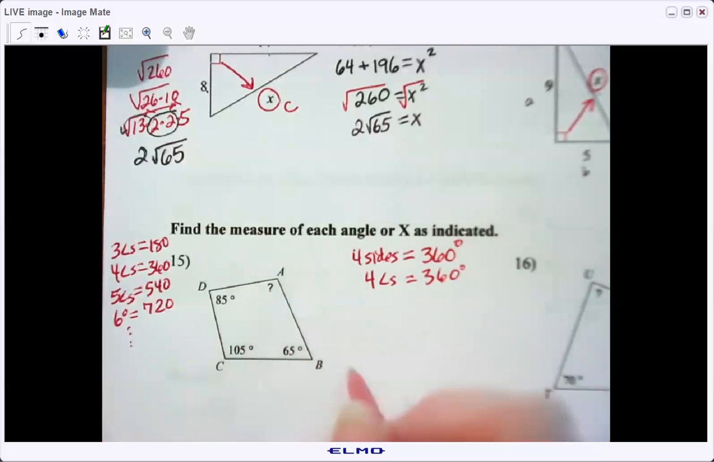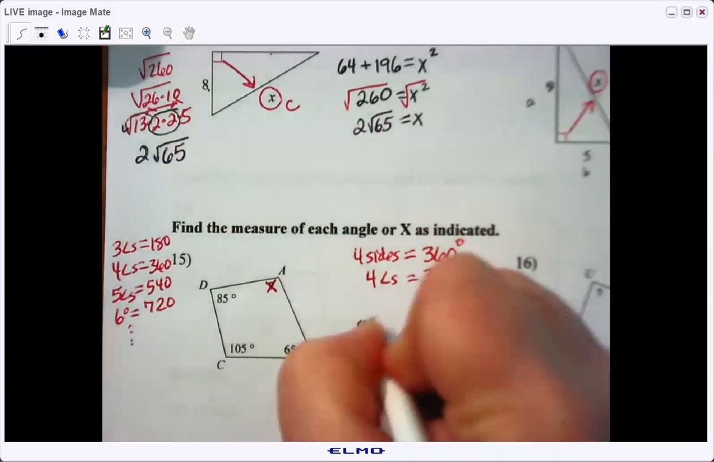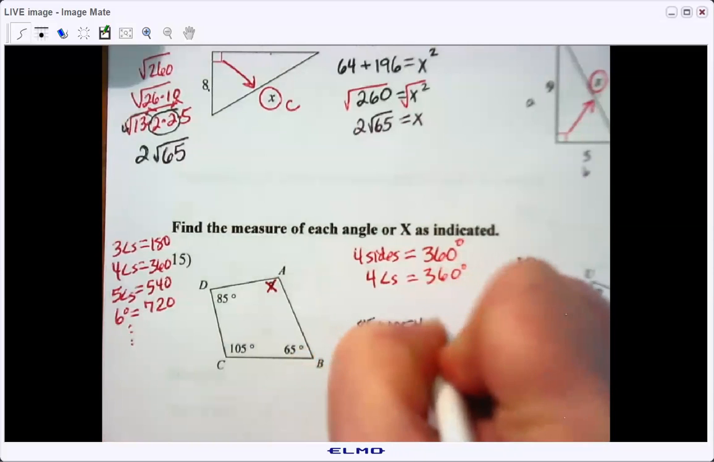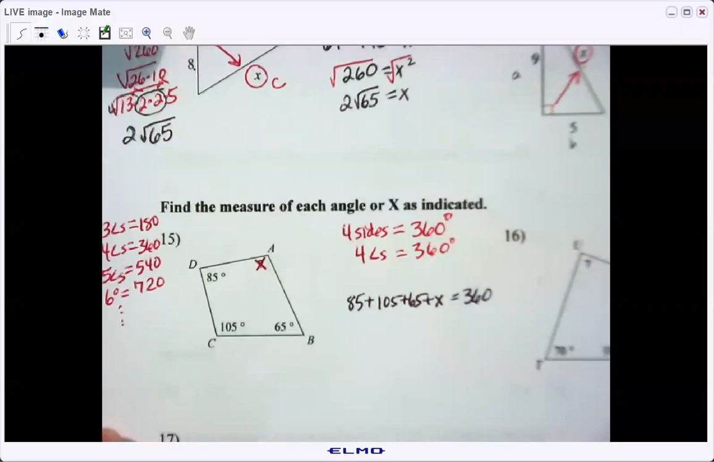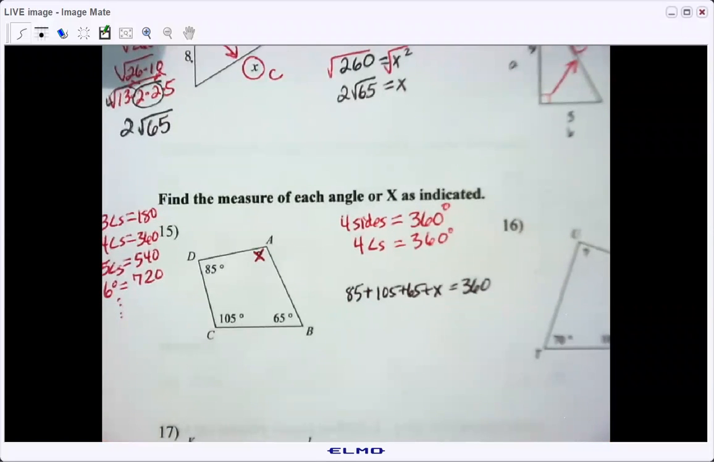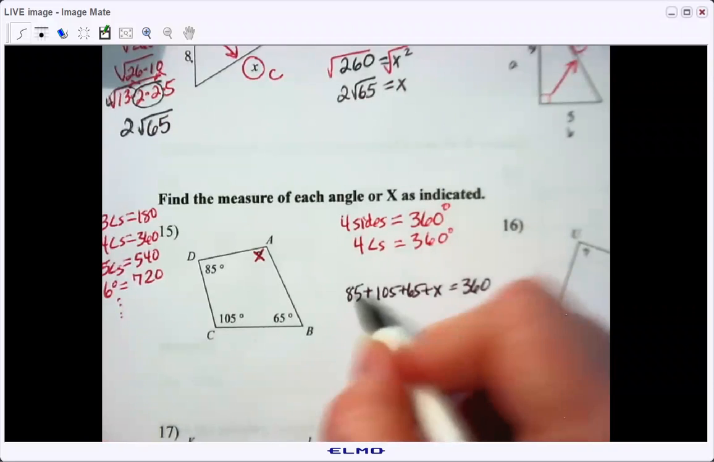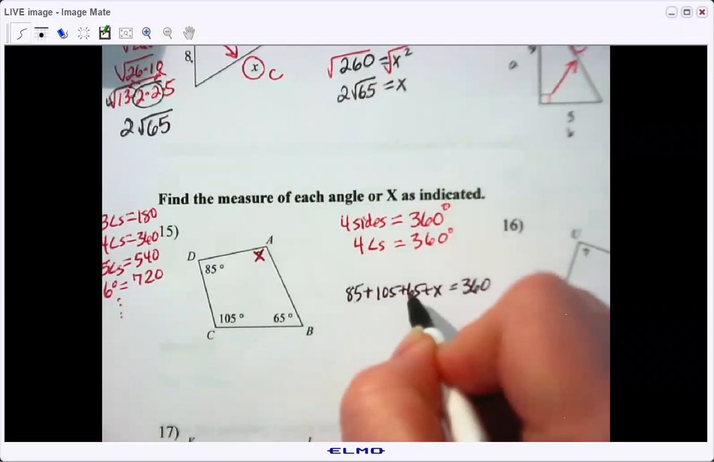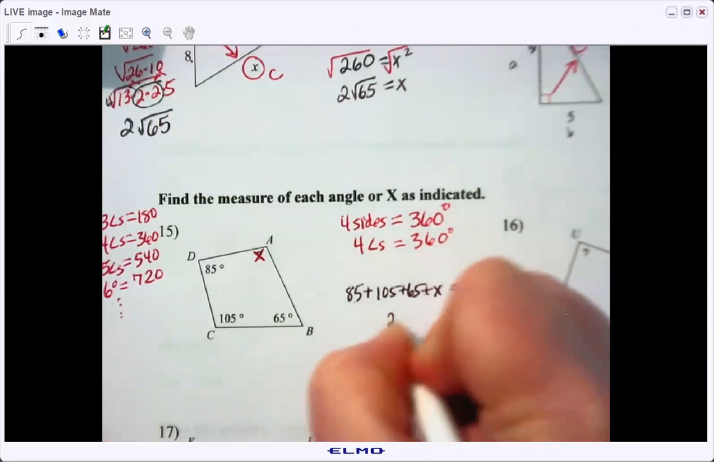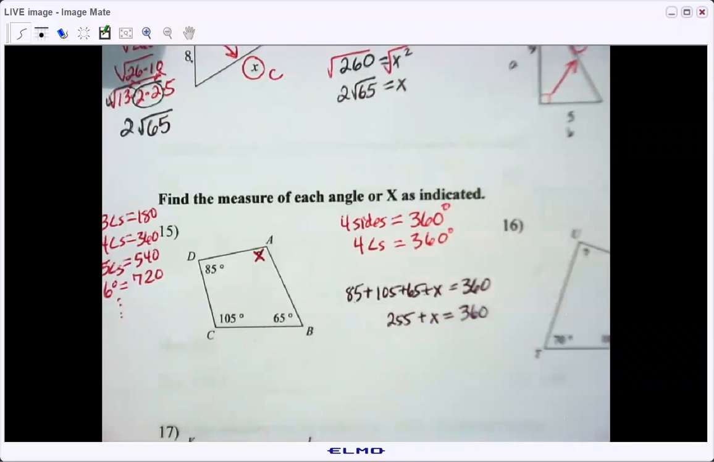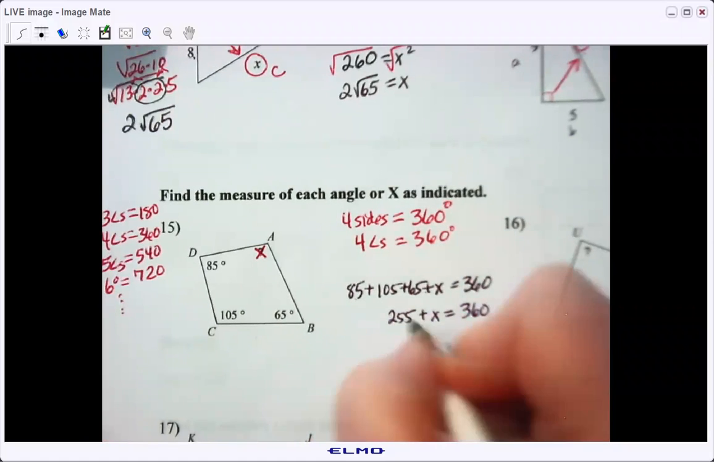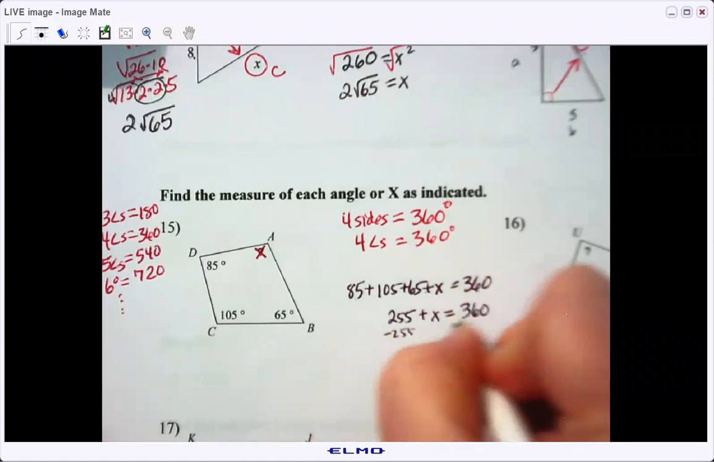So I know that if I call this X, the 85 plus 105 plus 65 plus X has to equal 360. A couple people already put it in the chat box. That's good. We've got 190, 255, plus X is equal to 360. And subtracting 255 on both sides, you get 105.